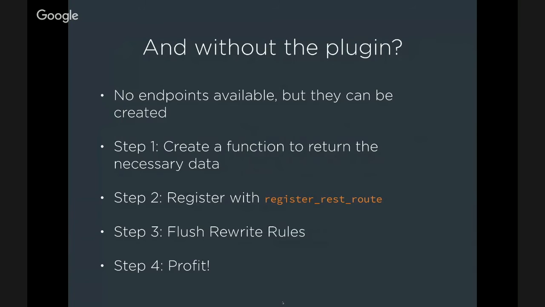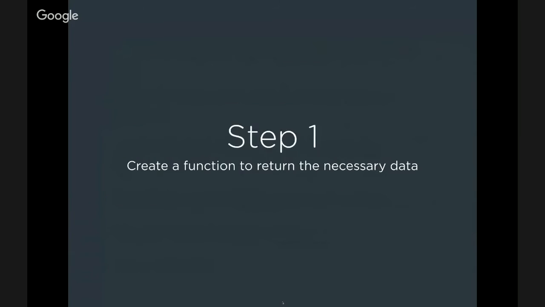We then need to flush the rewrite rules to make sure that our latest routes are available to WordPress. And step 4 is profit. So let's dive in. Step 1 is create a function to return the necessary data.